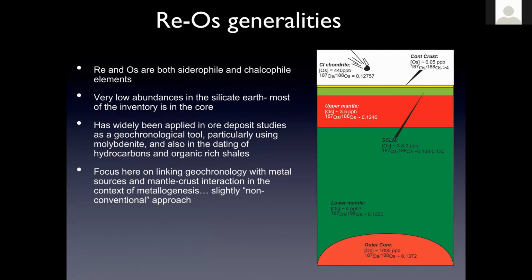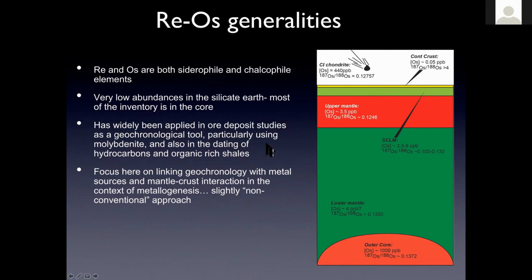So for those of you who haven't dealt with this weird part of the periodic table before, rhenium and osmium are essentially platinum group elements, and they're both highly siderophile and chalcophile. So if there's iron around, they'll hang out with iron. If there's sulfide around, they'll hang out with sulfide. And basically, there's hardly any of them in general in the silicate Earth. Most of it's gone into the core very early in the planetary formation, and we're typically dealing with parts per trillion, 50 parts per trillion in the continental crust of rhenium and osmium. And we get really excited when we get in the mantle where we get a part per billion or 3.